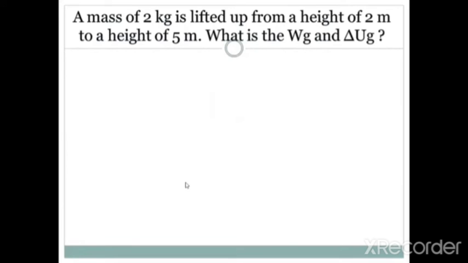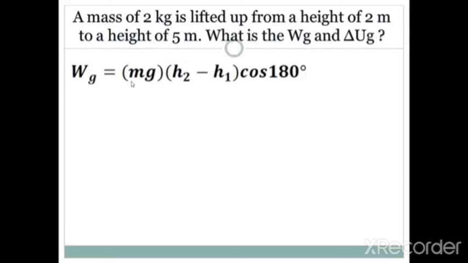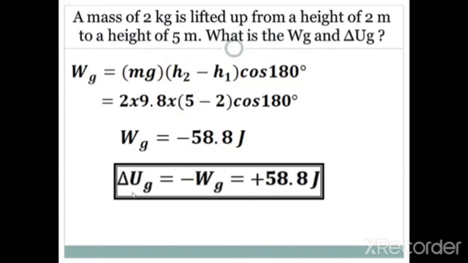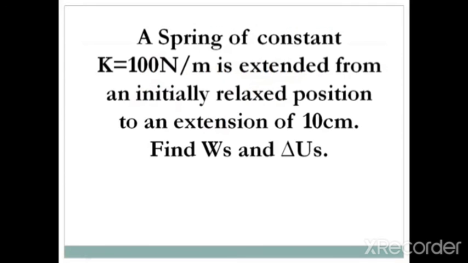A mass of 2 kg is lifted up from a height of 2 meters to a height of 5 meters. What is the work done by gravity and the change in potential energy due to gravity? Work done by gravity will be given by this formula. So we substitute the values and simplify it. So work done by gravity will be equal to minus 58.8 joules. By definition, change in potential energy is the negative of work done, so that will be equal to plus 58.8 joules.